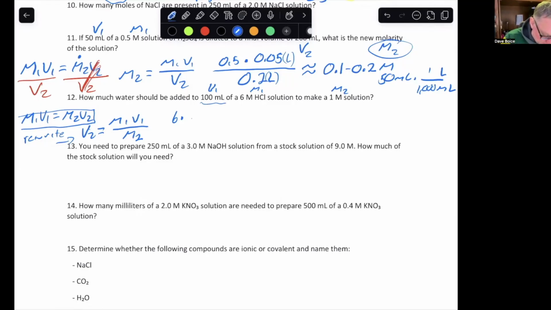So times 0.1. So 6 times 0.1. And then we're going to divide that by our M2, which is already in molarity. So that's divided by 1, which we all know means divided by 1. It's just going to be 6 times 0.1, which you can probably guess the answer, but I'm still going to write it as a range just in case someone's reading through answers only.